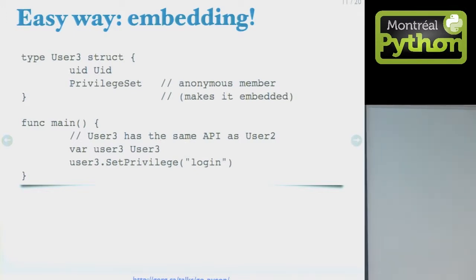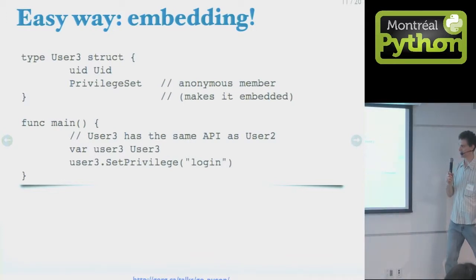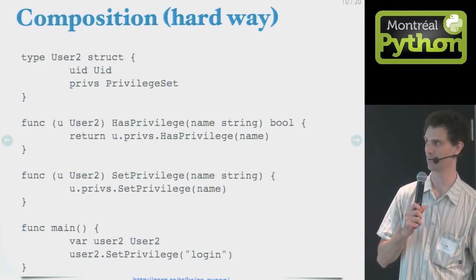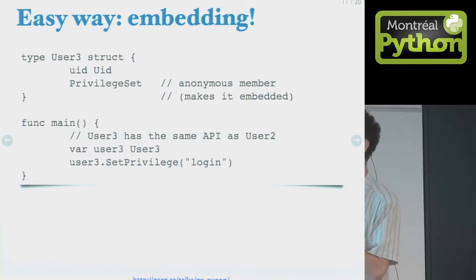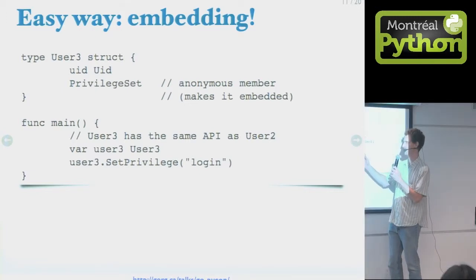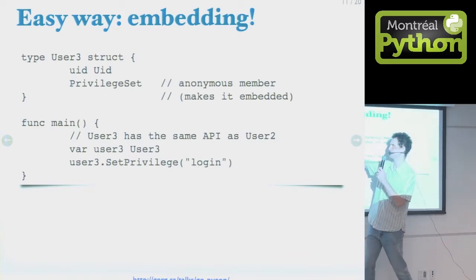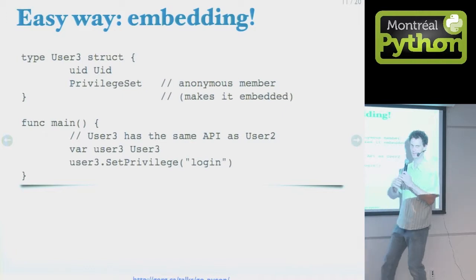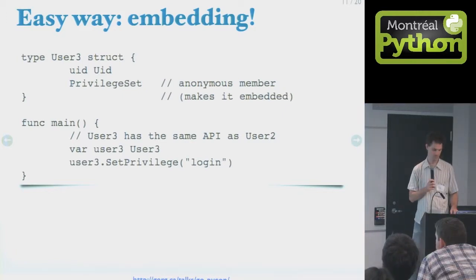What's cool about Go is you can get that behavior for free by embedding a privilege set in your user type. So the only difference between the declarations of the two types, here the privilege set in user 2 is explicitly named. Here it doesn't have a name. It's anonymous. And poof, like magic, that's called embedding. That's a language feature that takes the methods of this guy and makes them methods of this guy. So it's a lot like inheritance, but it's not.